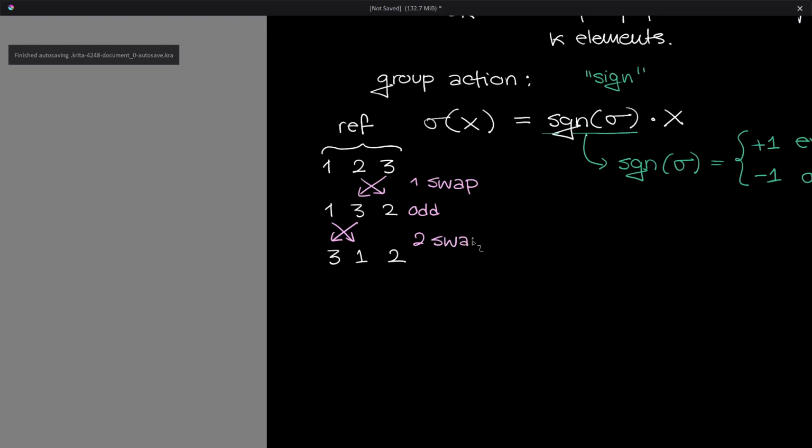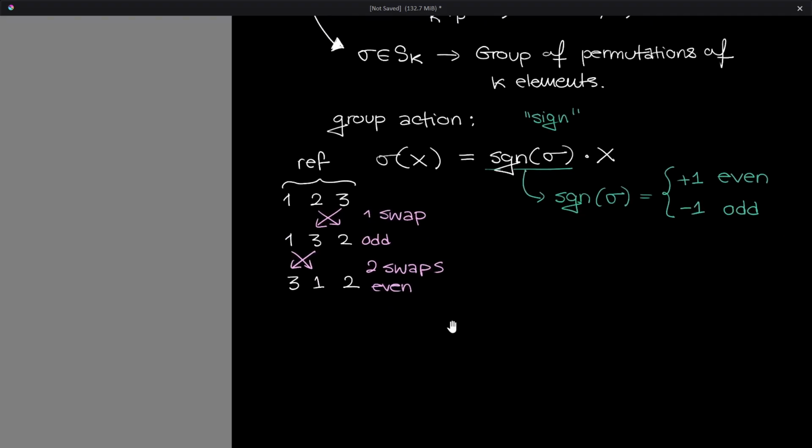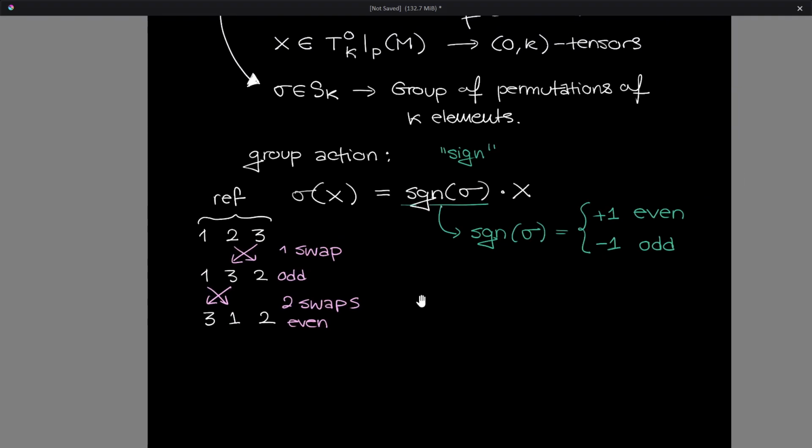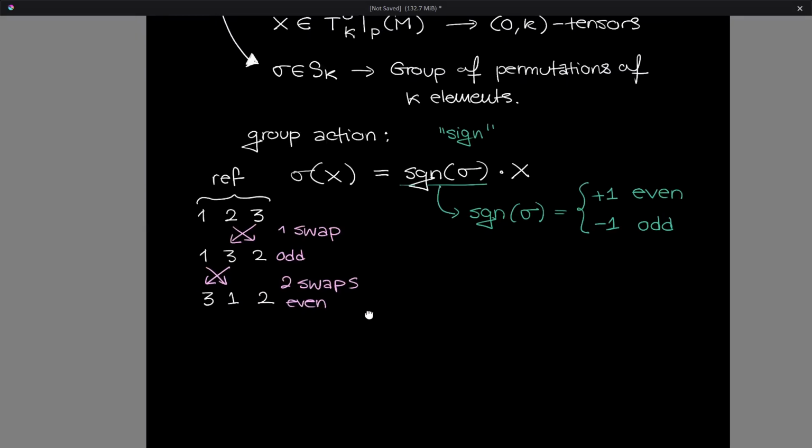Two swaps. So this is an even permutation. So that's how it works. If you can get from the reference permutation by an even or odd number of swaps, that's what makes your permutation even or odd. And so this is how sigma is going to work on x.